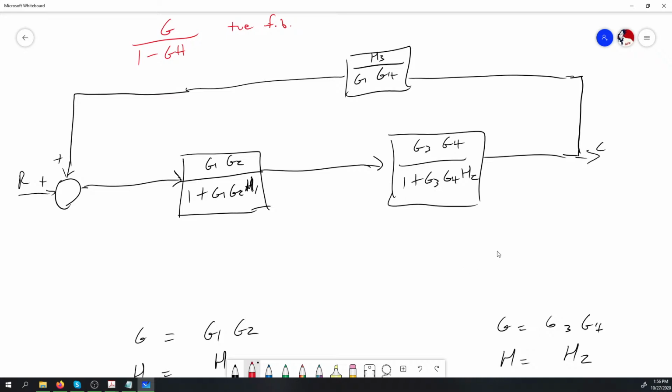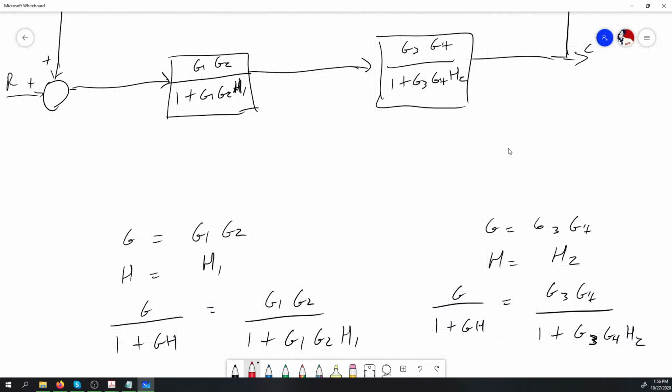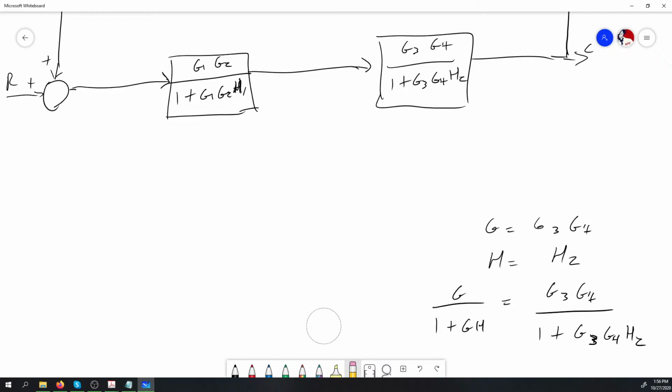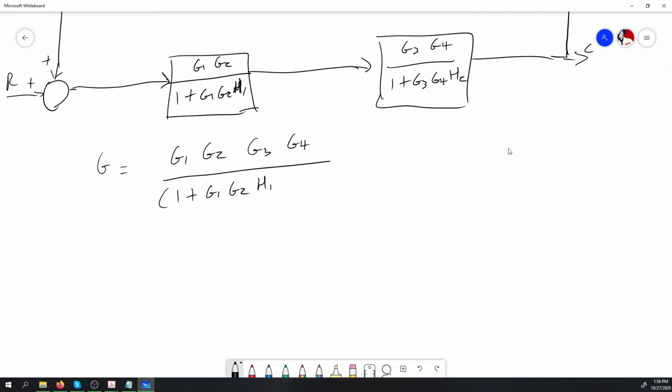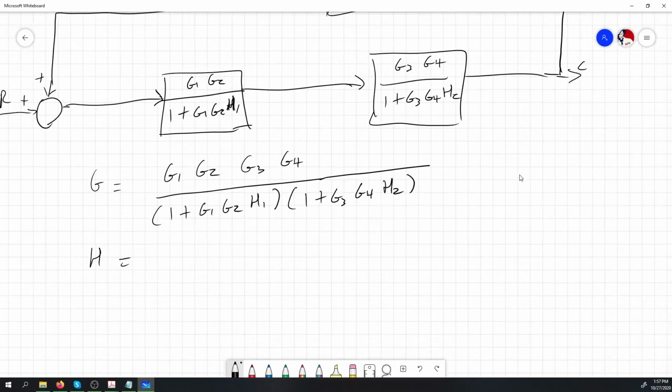So I'm doing the mathematics for this. We erase this because I'm going to need some space. That means our G here is going to be G1, G2, G3, G4, all over 1 plus G1, G2, H1, 1 plus G3, G4, H2. And our H block here is going to be H3 divided by G1, G4.